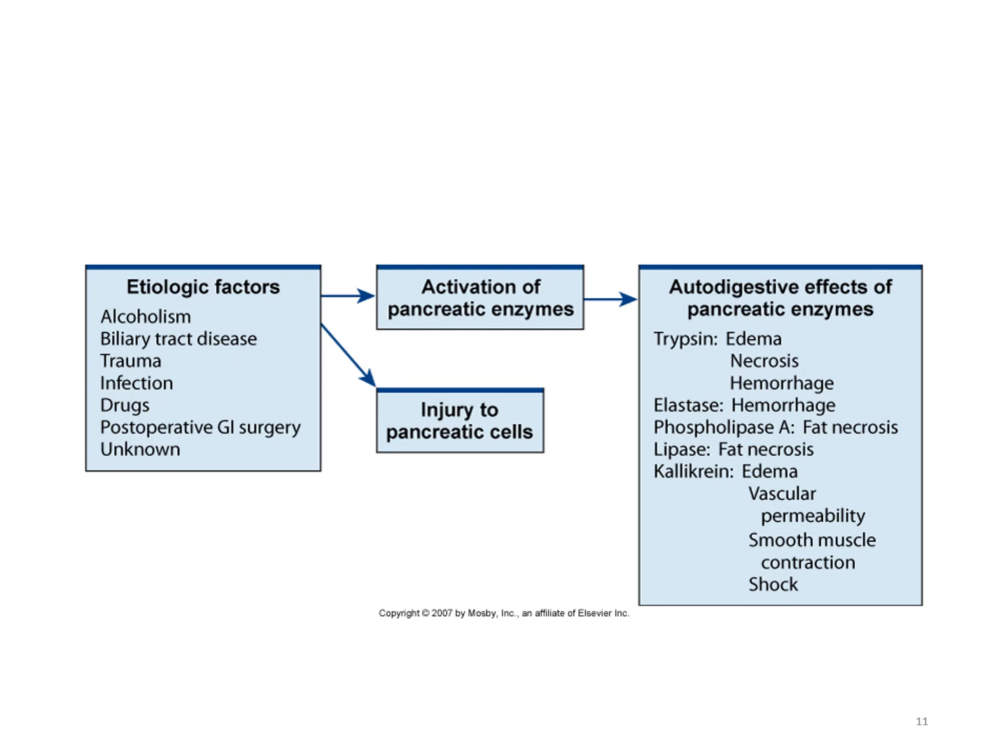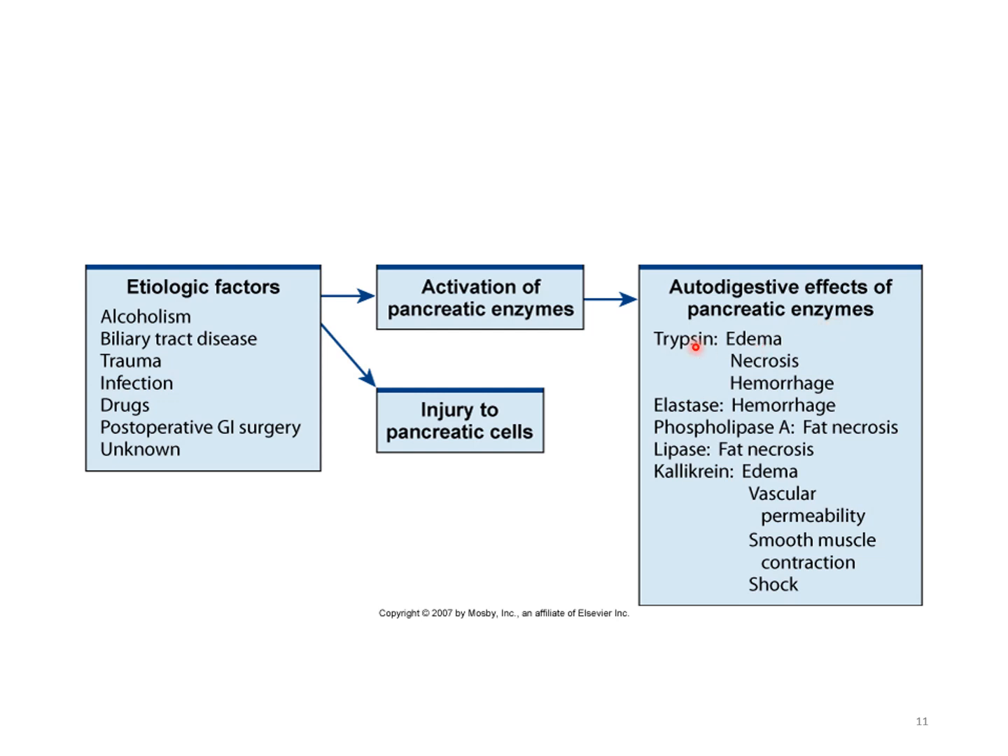All right, so here is just a picture. Etiologic factors: any of these things can cause pancreatitis, so alcoholism, biliary tract disease, trauma, infection, drugs, post-op GI surgery, and whatever else is out there. So you get activation of the pancreatic enzymes, injury to your pancreatic cells, and then you're basically getting the autodigestion effects of the pancreatic enzymes. Everything is basically activated at this point.